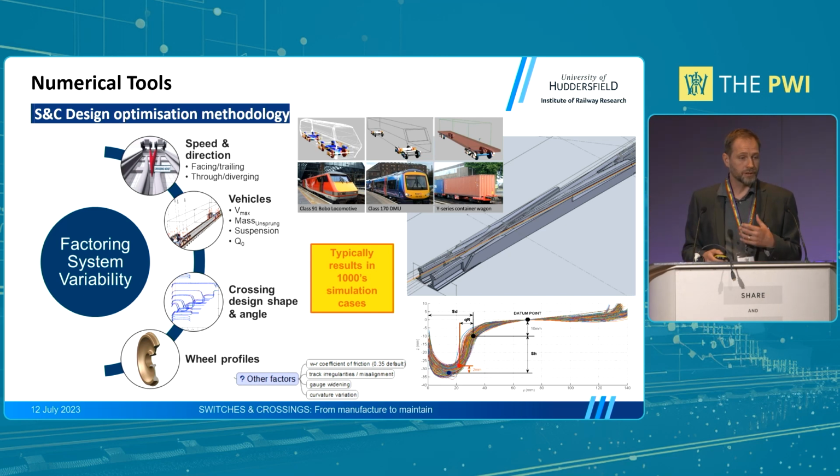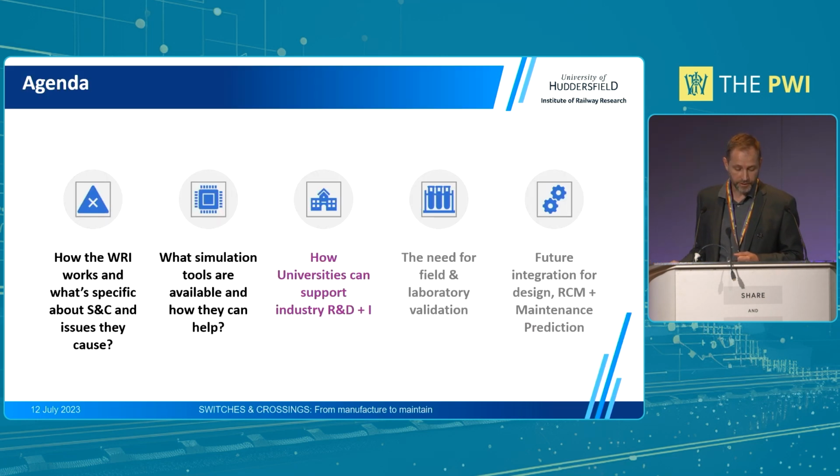put different vehicles running over certain crossings. You can consider facing and trailing move through and diverging, and you can vary the speed of those vehicles. You can look at the suspension effect and unsprung mass. And then you can feed in different design shapes. So Phil mentioned some design work we've done for NR56 crossings. We literally looked at hundreds of shapes of crossings. So you go into thousands of simulations, and then you look at the impact force, and then you decide which shape is best based on the actual physical impact force you'll get from the wheel rail interface. So that's very valuable insight into what's going on.